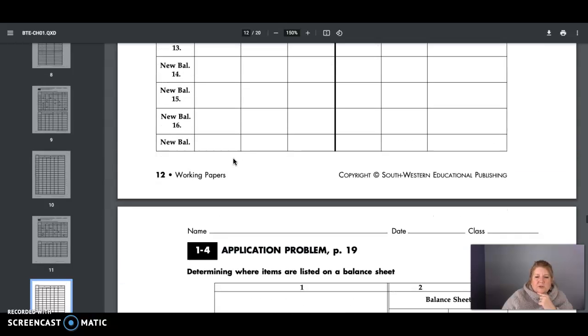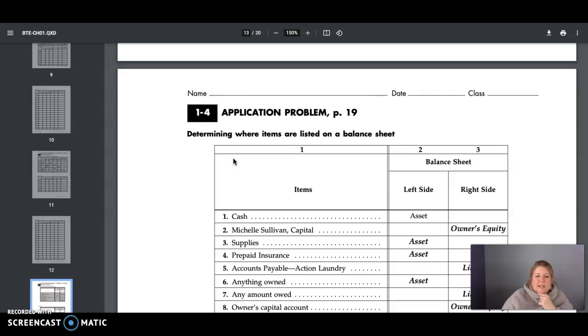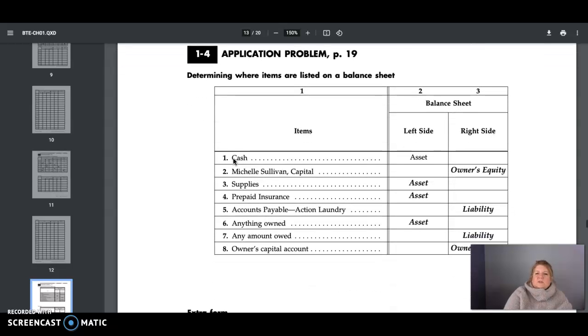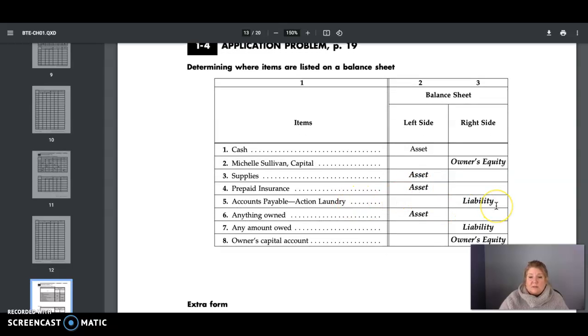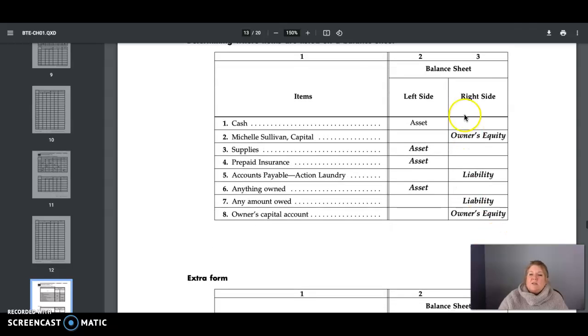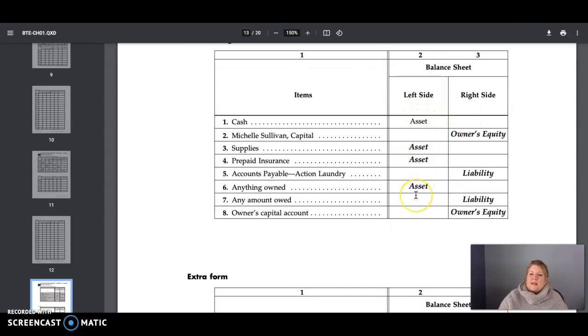The last thing you'll have to do on the test is a balance sheet. This little thing was just thrown in there to determine if you knew what type of accounts each thing was. This is not on the test, but we know cash is an asset, capital is owner's equity, supplies and prepaid insurance are both assets, accounts payable is a liability. Anything we own is considered an asset. Anything we owe for is considered a liability, and the capital account is an equity account. So then they had you write whether these are on the left side of the accounting equation or on the right side of the accounting equation.